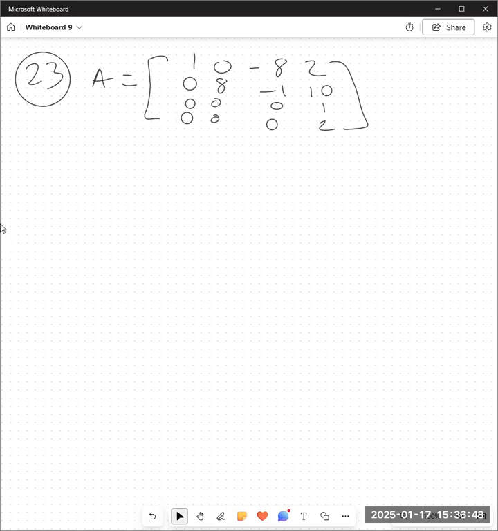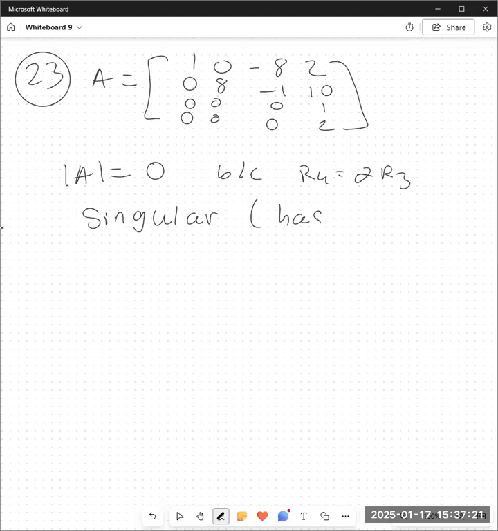If I find the determinant of A, it has to be 0 because our row 4 is equal to 2 times our row 3. If I would do elementary row operations on A, I would get a row of zeros in the bottom there, and that would give me a 0 determinant. That means that this is a singular matrix, and that means that it has no inverse.